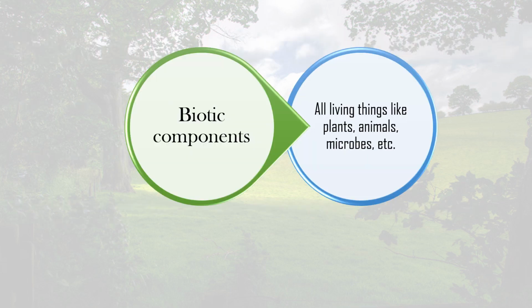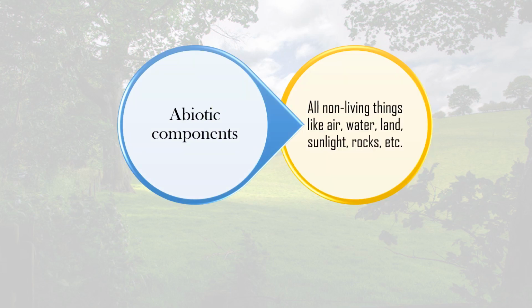Now, environment means living and non-living components, and those living components are called biotic components. The living things are like plants, animals, microbes. This we know from sixth standard. And the non-living things like air, water, soil, rocks, land, sunlight, etc., are abiotic components of the environment.